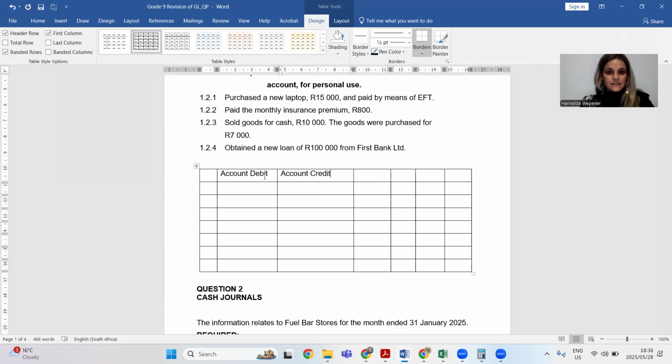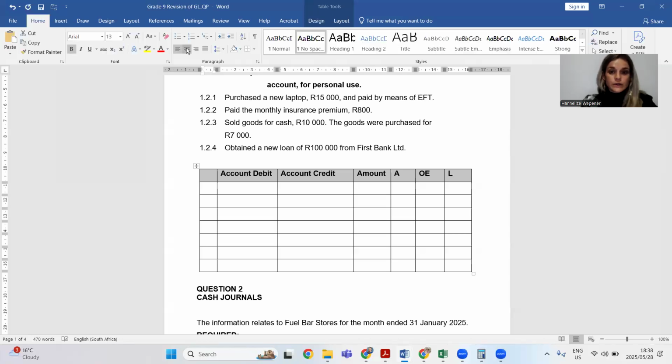And then obviously this is a transaction in a business, so we need an amount. And then we are going to say, does it affect my assets, my owner's equity, or my liabilities? And how? Because that's obviously the idea here. So there's no ticking going on here. I've seen a lot of ticking in my assets, owner's equity, and liabilities, and I don't know why, because I never tick my assets, owner's equity, or liabilities. I say what the effect is.